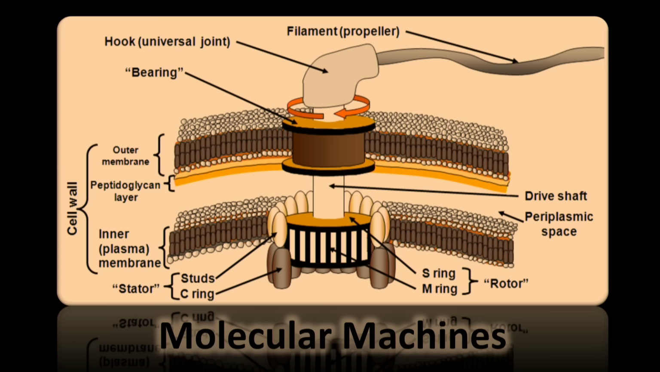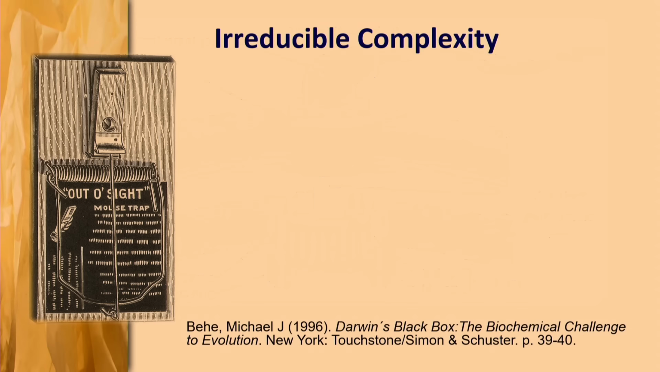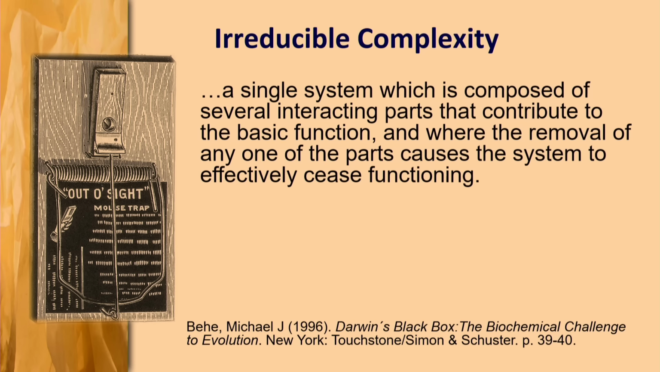These molecular machines are tremendously complex. They are what we call irreducibly complex. Now, this is a fat term, so let me flesh this out for you. Irreducibly complex means it's so complex that it can't be reduced to individual components that serve a function.